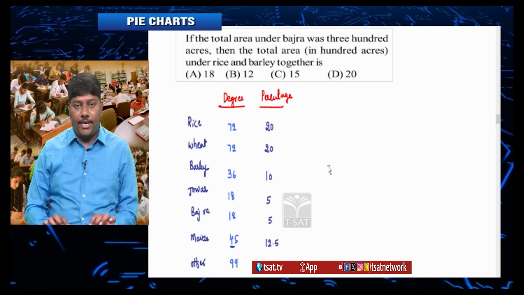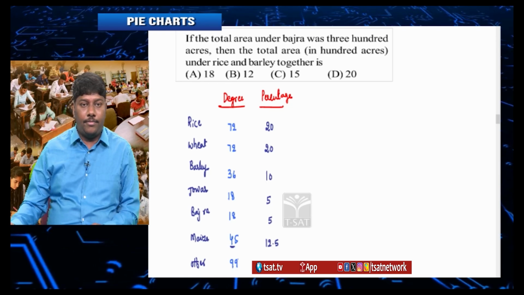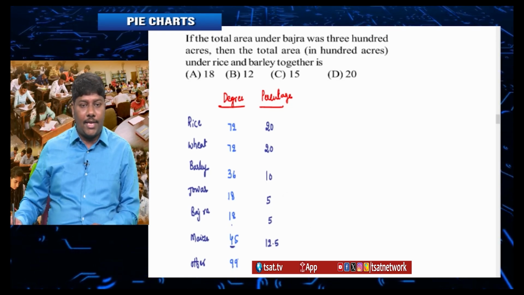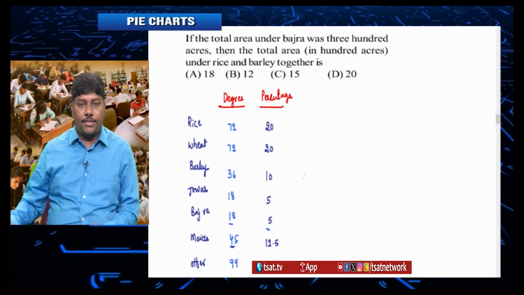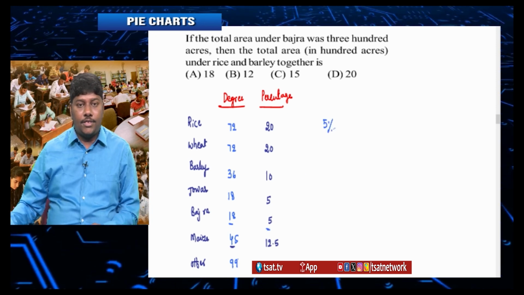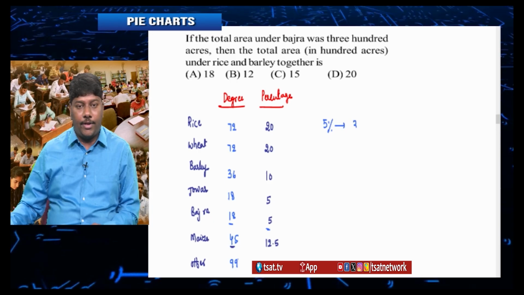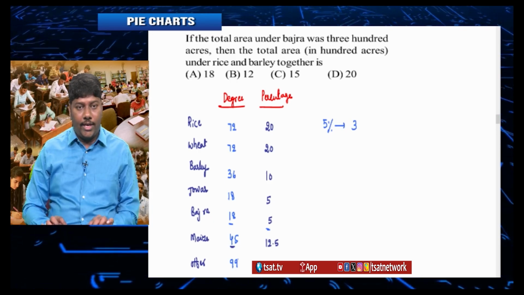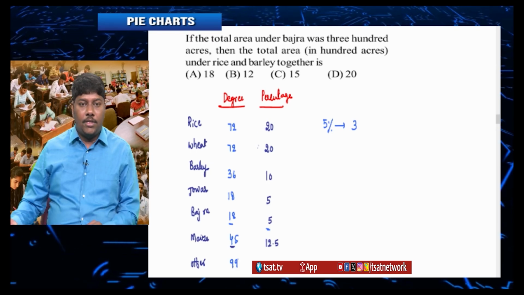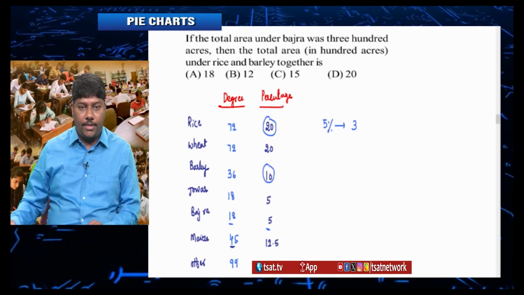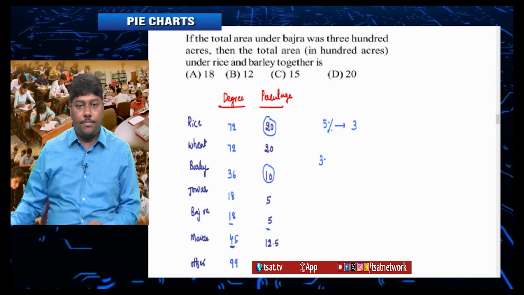So, he says under bajra was 300. Let it be in terms of 100, so only write 3. So, under bajra it was actually 18 degrees, or else you can say 5%. In terms of percent, 5% is only 300. In terms of 100, therefore only take 3, don't take 100. Then the total area under rice and barley. So, rice was how much? 20%. Barley was 10%. Therefore, 30% is how much?